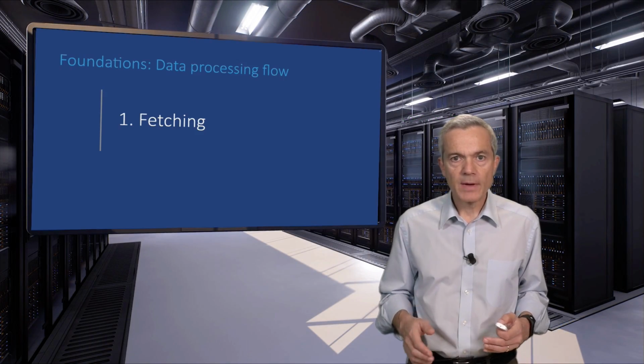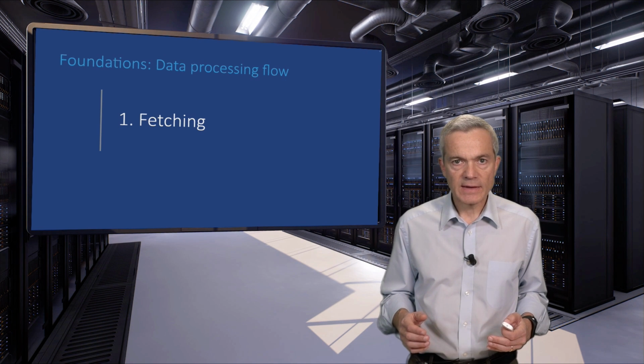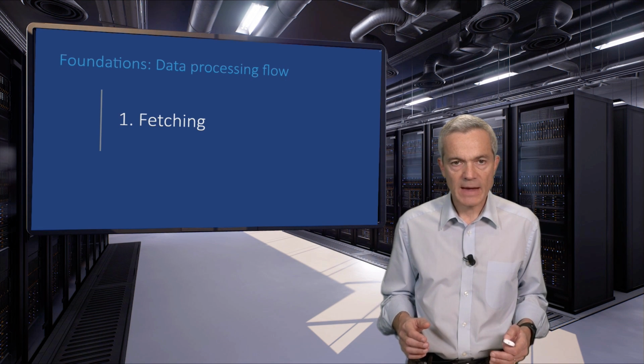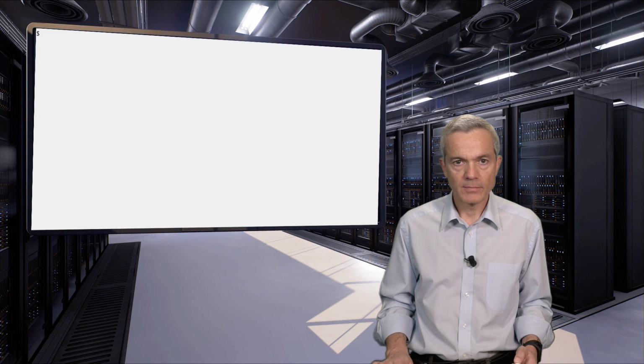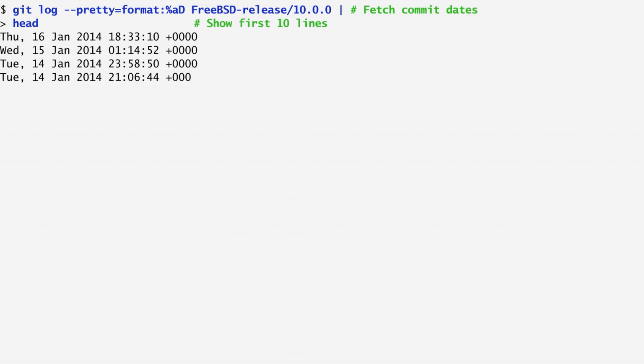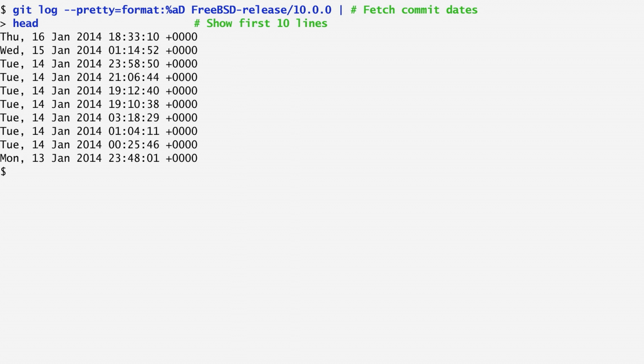The first step, the fetching, involves getting the date and time of each commit from its timestamp. In the previous example, the first command I used was git log. I ran git log to get a list of all commits that have been recorded in the repository for an old release of FreeBSD Unix, specifying as an additional argument that the format I want to get from git log is the date of the author's commit.